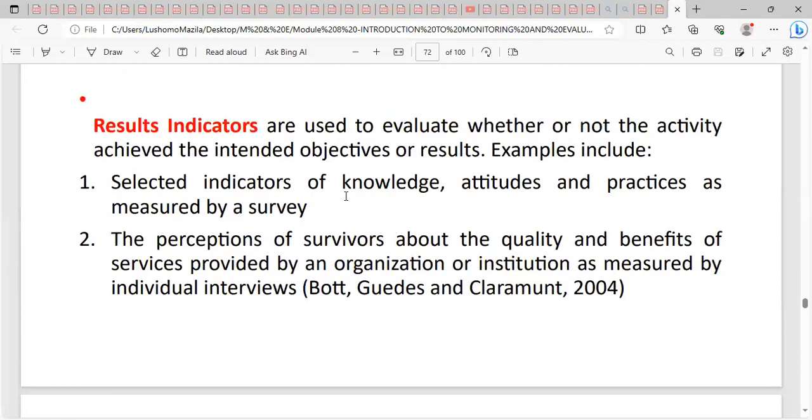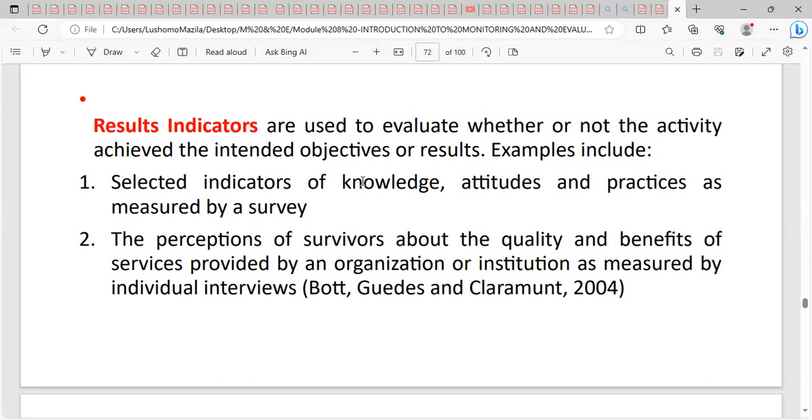So let's look at the results indicators. From process indicators, the next thing that comes after activities is what? Let me ask you to see if you are following. What comes immediately after activities? Outcomes? Outcomes come after outputs. There is something in between outcomes and activities, which are outputs.